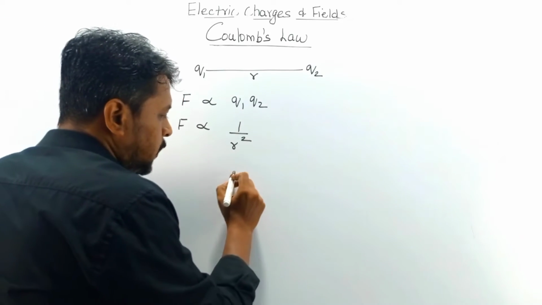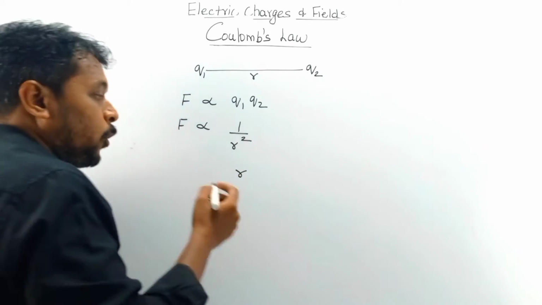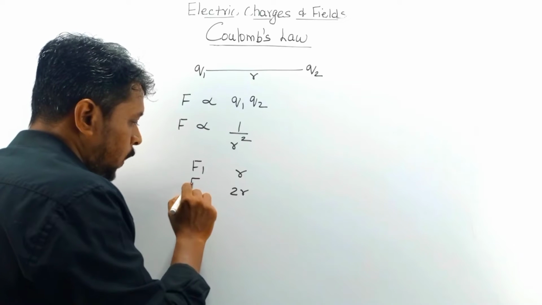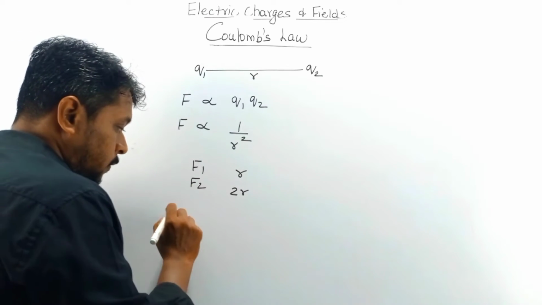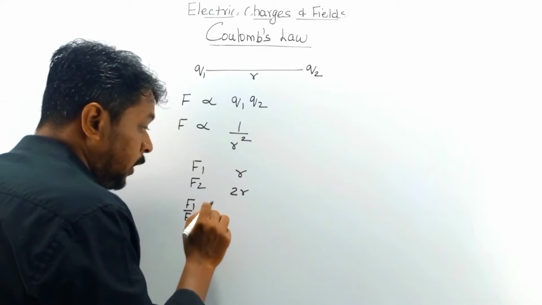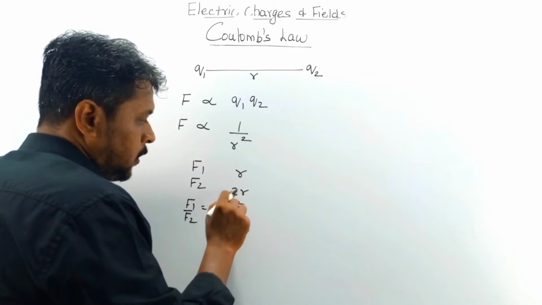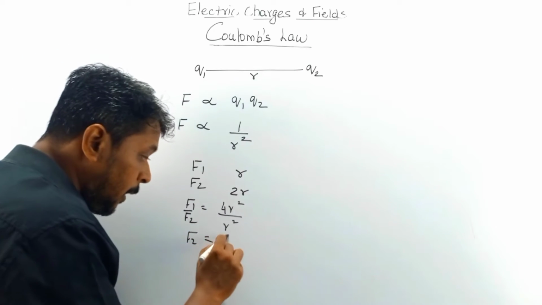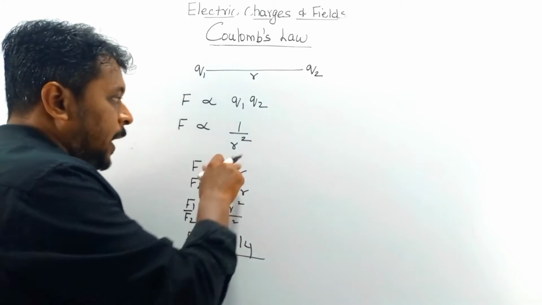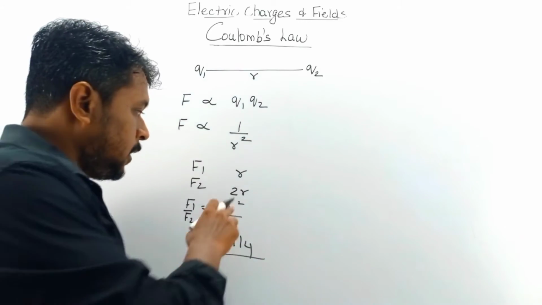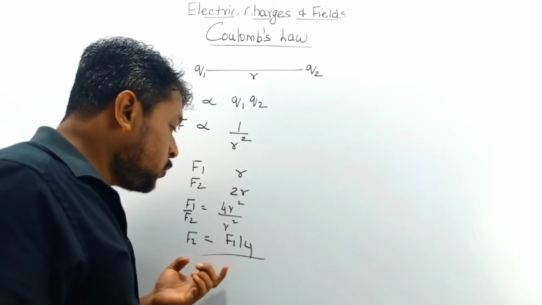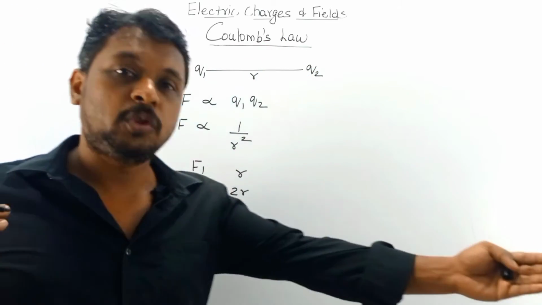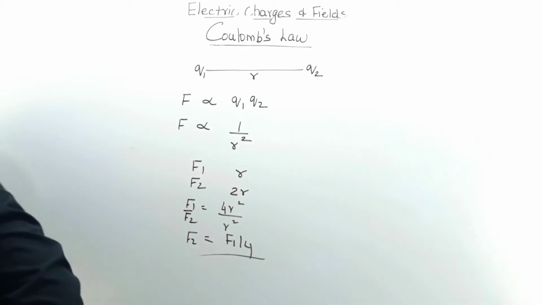Now let us imagine, for the initial condition, the distance is r. If I increase the distance to 2r, what happens to the force? For the first condition, let us take the force as F1, and for the second condition, F2. Now we will find the value of F2. F1 by F2 will be, when you square it, r square, so the final force F2 will become F1 by 4. When I double the distance, the force reduces by 4 times. So when the distance of separation is increased, the force gets reduced more.